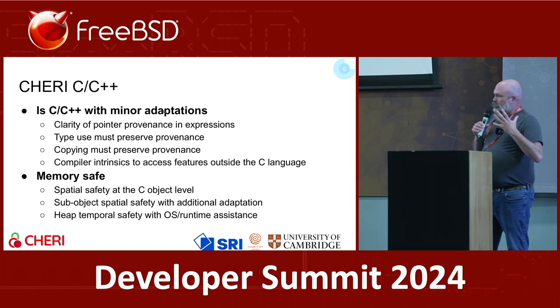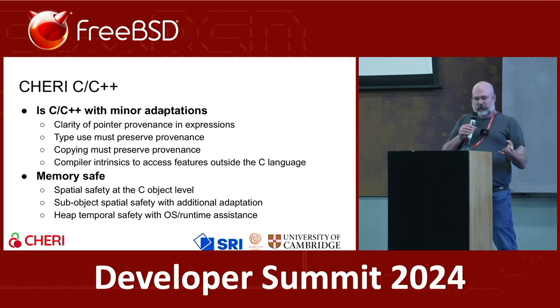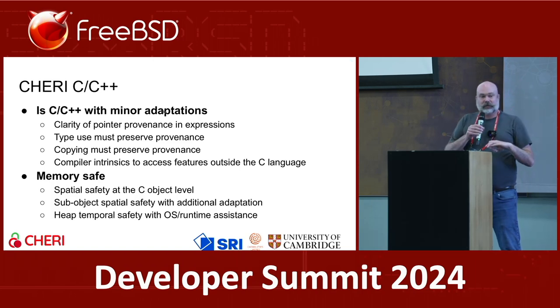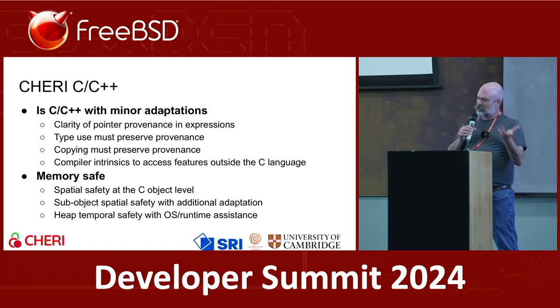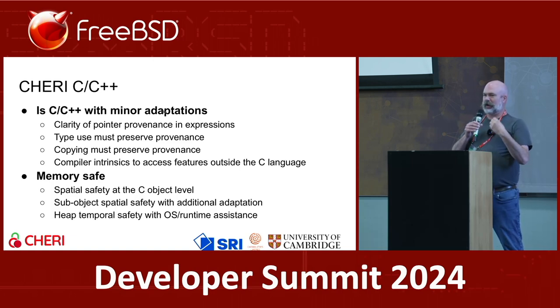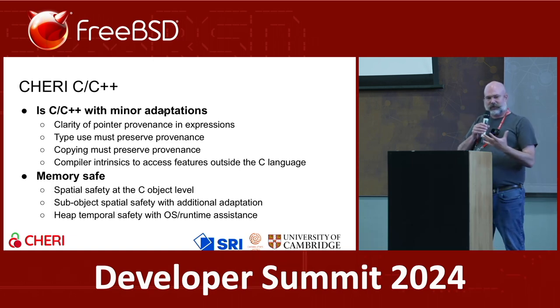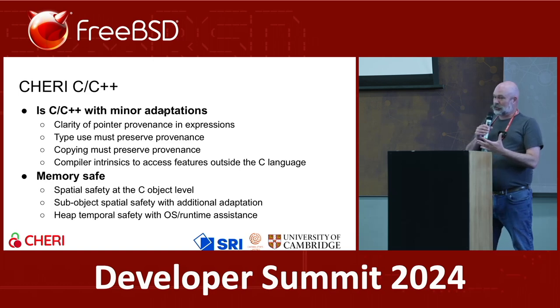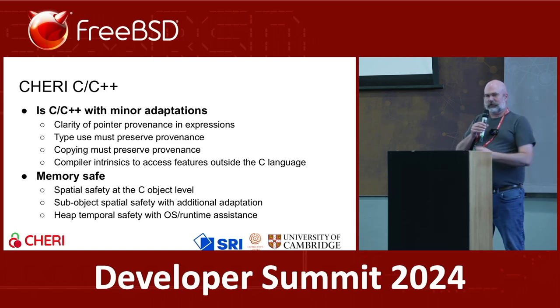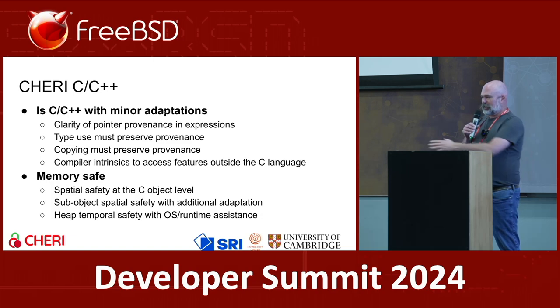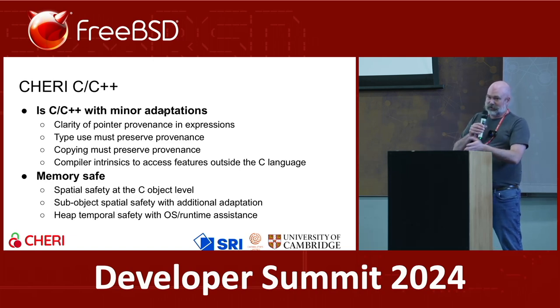To make it all work and to provide memory safety, we do have to restrict C and C++ a little bit. Most of the changes are quite minor. They're around clarity about pointer provenance expressions. For instance, if you add two uintptr_t values together, the compiler may not be able to figure out which one is actually a pointer and which is an offset, so you'll need to tell it. And type use must preserve pointer provenance, which is to say you can't take a pointer, cast it to a long, and then cast it back to a pointer, because a long doesn't have anywhere to store all that metadata.